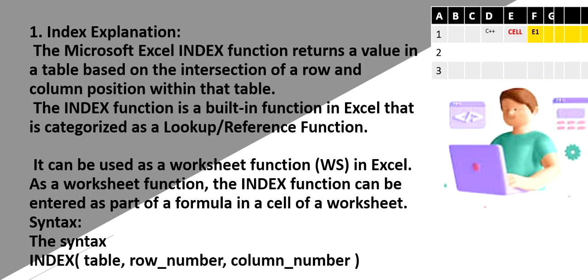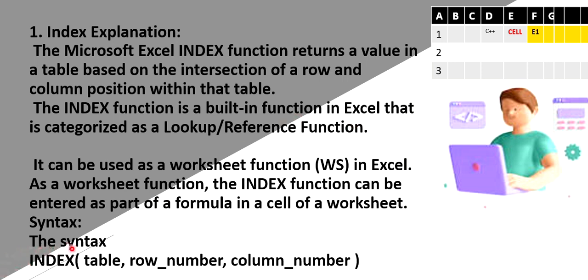Index normally returns a value of the table based on the intersection of rows and columns. So now this is a row and this is a column. The intersection of a row and column we call a cell. Suppose I want to know the index of this E, that means the cell. With column number and row number, this becomes E1. So that is the meaning of index, and it is a built-in function in Excel.